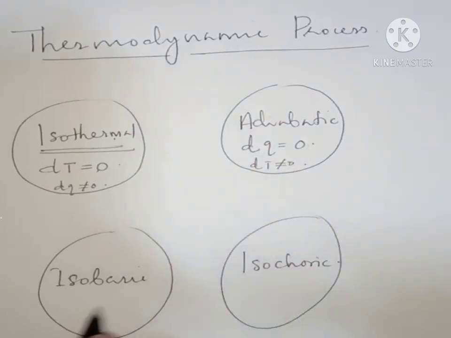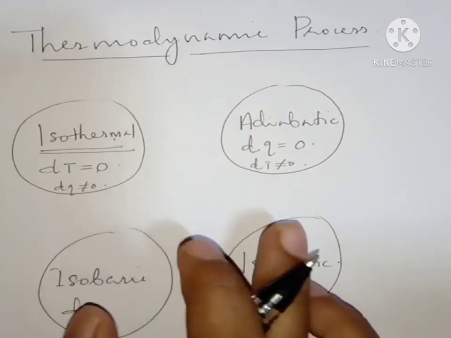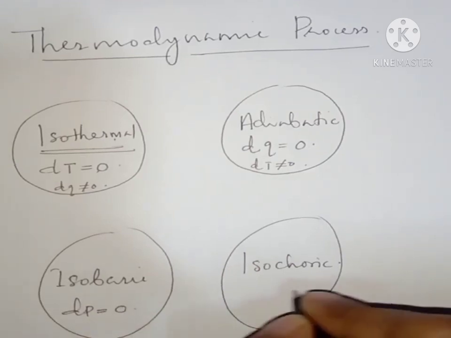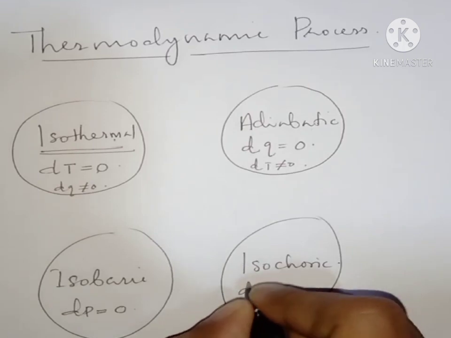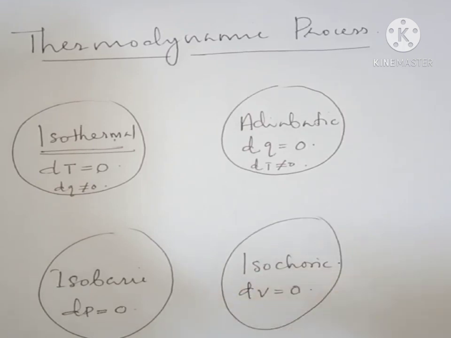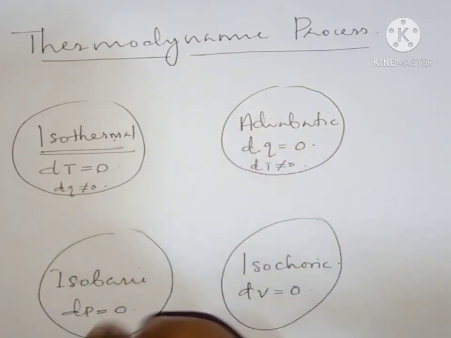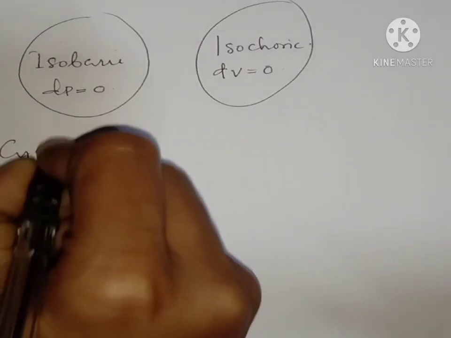An isobaric process means a process which is conducted at a constant pressure. So dP equal to 0, that is, change in pressure equal to 0. An isochoric process means a process which is conducted at a constant volume, that is dV equal to 0. Isothermal, adiabatic, isobaric and isochoric. Then the next one, cyclic process.